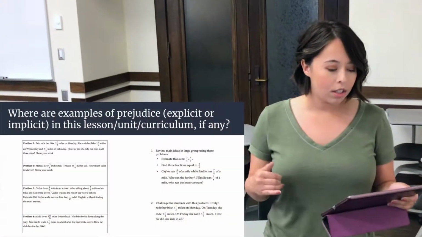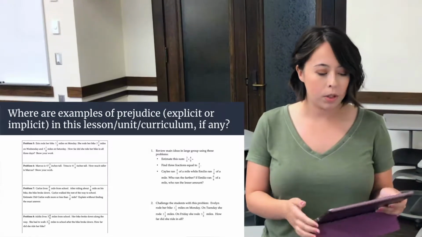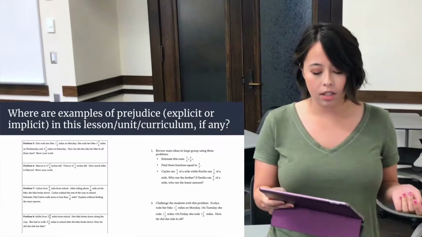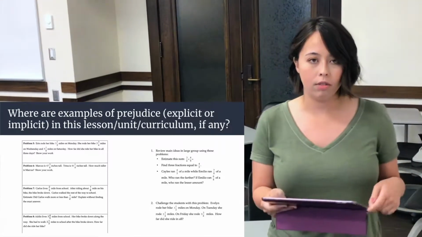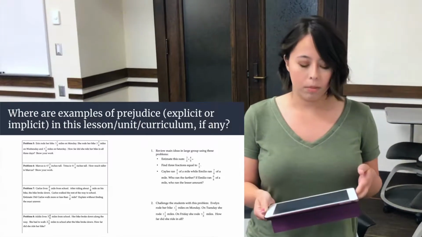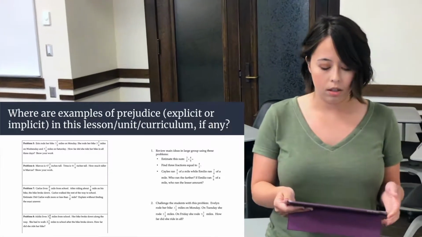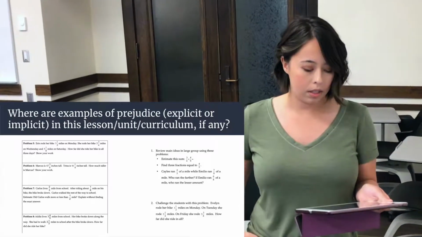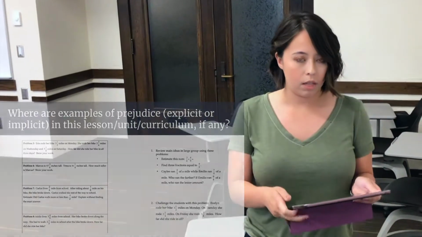All right, so the next question is, where are examples of prejudice, explicit or implicit, in our lesson unit curriculum, if any? We have this question because we want to look carefully at what topics, names, activities, etc. that we describe in the curriculum and lessons. Sometimes when we write a lesson, we can include information or details that can offend or exclude certain students implicitly. So in this lesson, there are some biases towards physical activities, specifically biking.